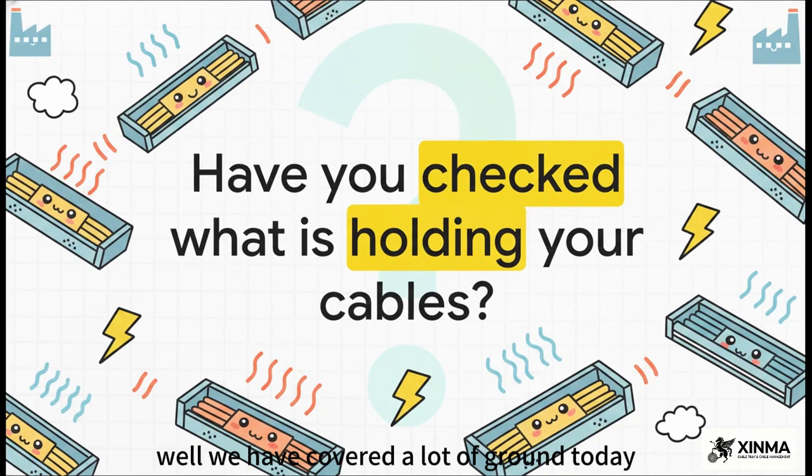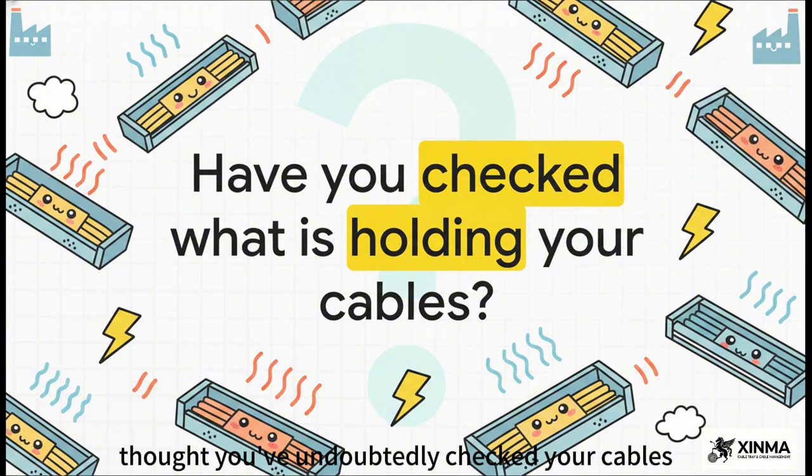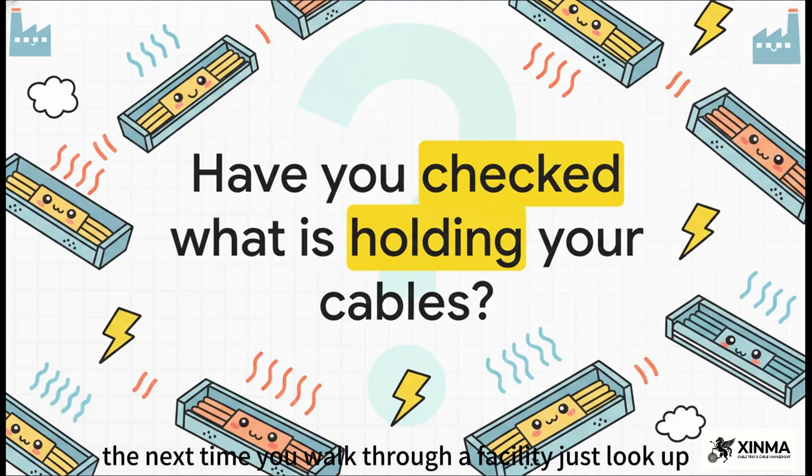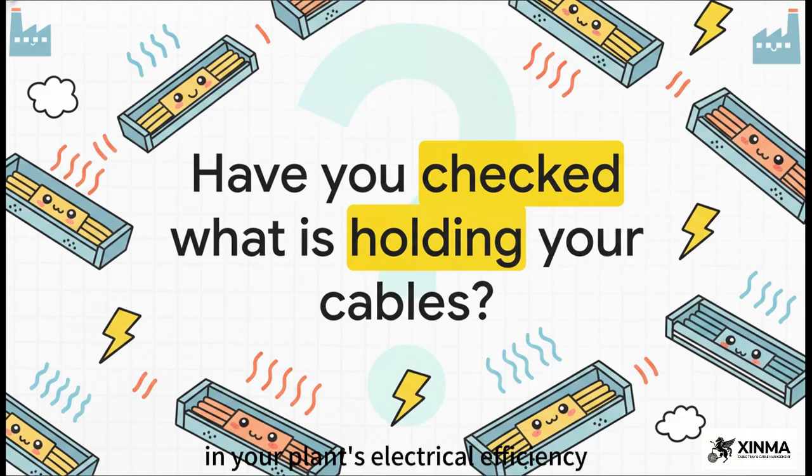Well, we have covered a lot of ground today, from the basic triad of trays to the really profound impact that a tray's physical geometry has on electrical ampacity and heat dissipation. So I want to leave you with this one final crucial thought. You've undoubtedly checked your cables, but have you checked what's holding them? The next time you walk through a facility, just look up. That metal framework isn't just structural support. It is an active participant in your plant's electrical efficiency.